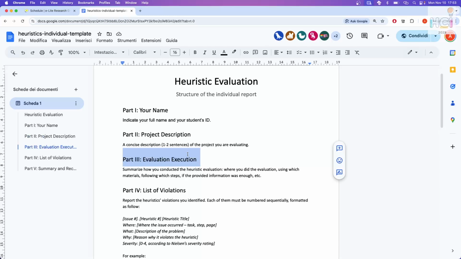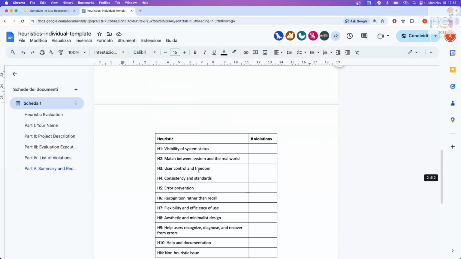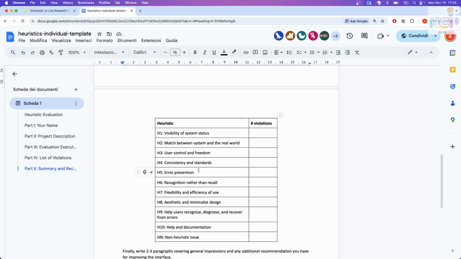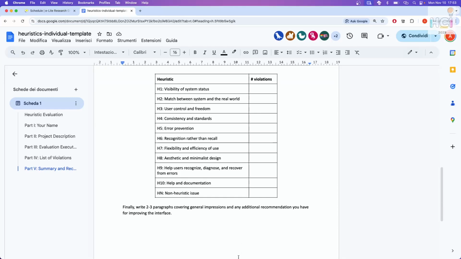Maybe you started from task 1, then you performed the same task twice, and then you moved to task 2, etc. Then the list of violations, and finally, there is the summary and recommendations section, where first of all you need to fill in this table, adding the number of violations found for each heuristic, and then 2-3 paragraphs of recommendations for the other group to improve the design in light of the violations you found. Okay?